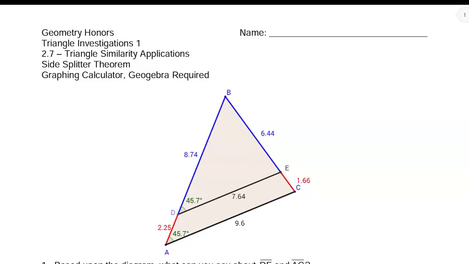In section 2.7, we're going to do some applications of similar triangles. The triangle that you get right here, there are angles of measure 45.7 and 45.7 down on this left-hand side. So what that means is this angle is congruent to this angle. So that means we have parallel lines here. So notice how we're inside of a triangle and we have a segment inside of the triangle that's parallel to one of the sides. So that creates for us two similar triangles.